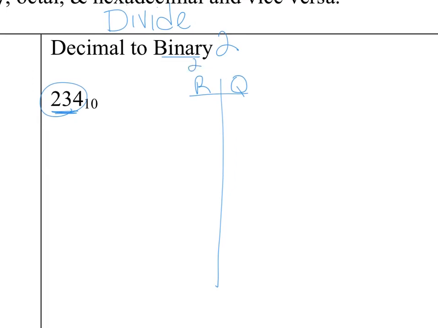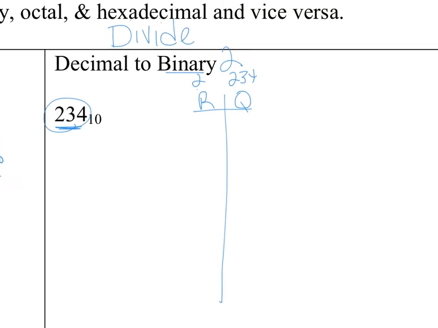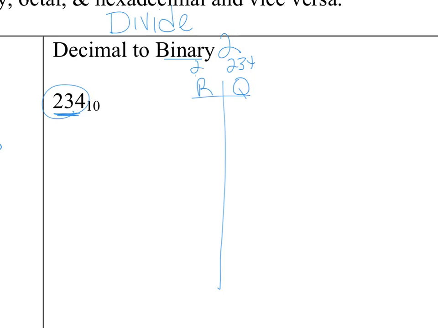I put these numbers above it just to keep me on track. Those aren't part of the problem, but I remember that I'm dividing by 2 here, and the original number was 234. Okay, so I divide. So I take 2 into 234.